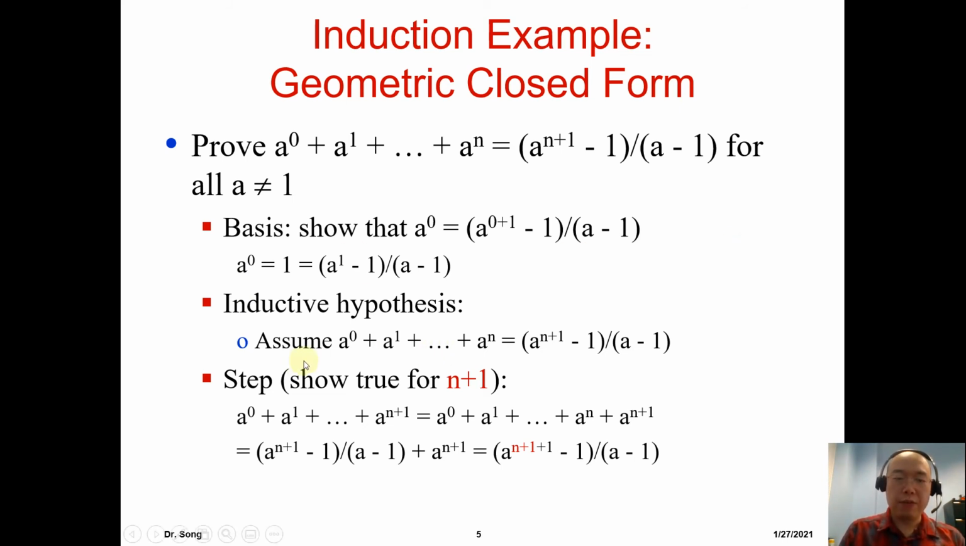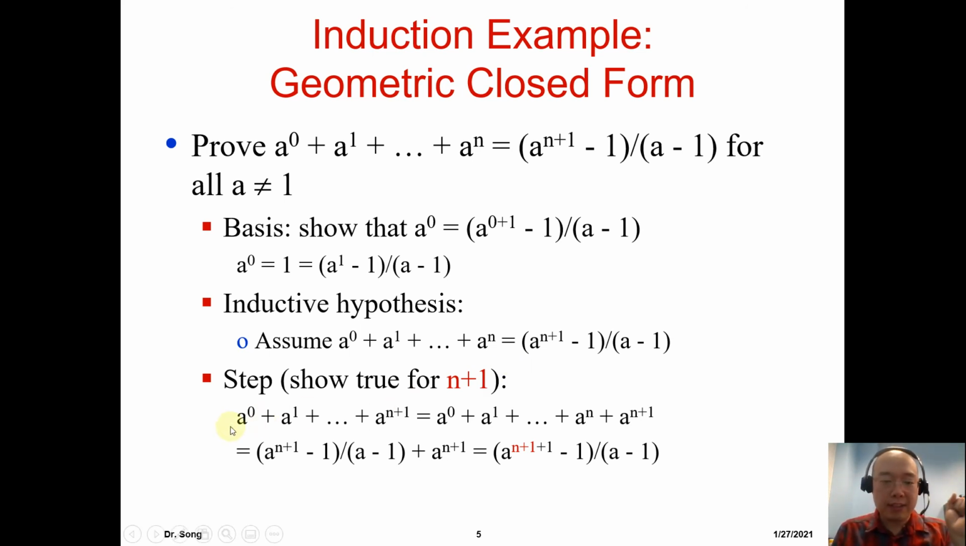So that is, the sum from a to 0, a to 1, up to a to n is true. So the sum from a to 0 to a to n is a to n plus 1 minus 1, and then divided by a minus 1. So we assume this is true. And what's the next step? The next step is we want to show that it is also true for n plus 1. So we are using this part as the basis, and then we want to move on one more step, saying if we assume Sn is true, we can also prove Sn plus 1 is true. So how do we do that?